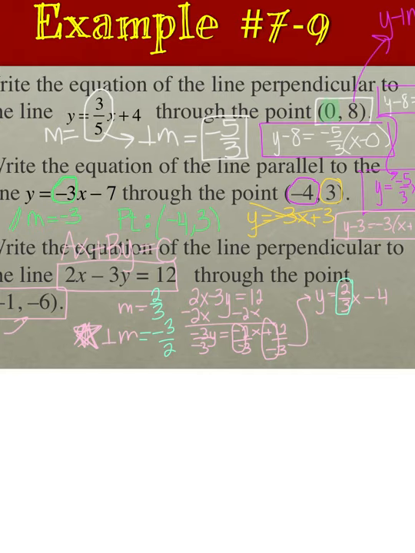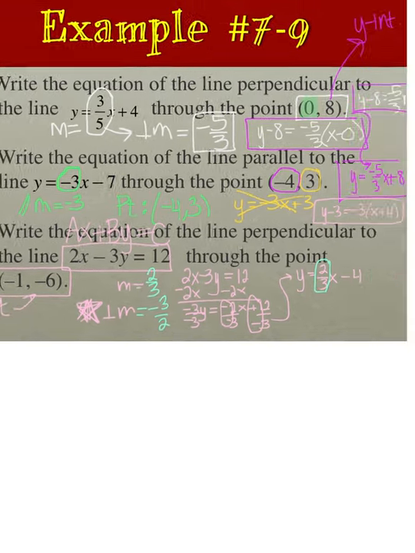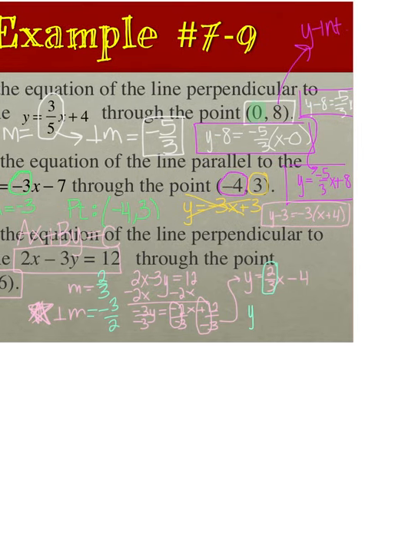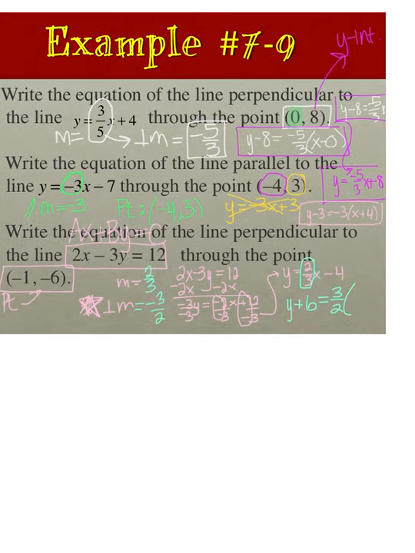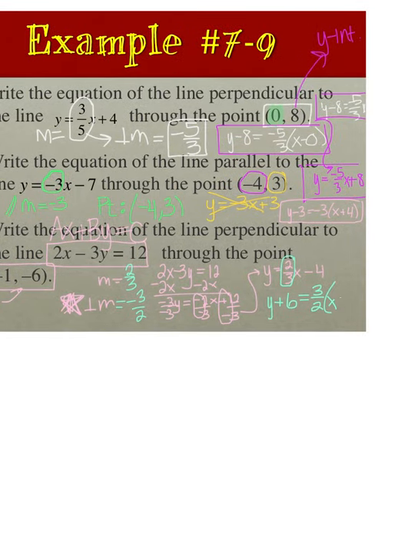All right, so we have our slope, we have our point. I'm going to write the equation of the line. y minus y1 is going to end up y plus 6 equals all that work I went through to find this slope. It's positive 3/2, and then x minus x1 is going to be x plus 1.